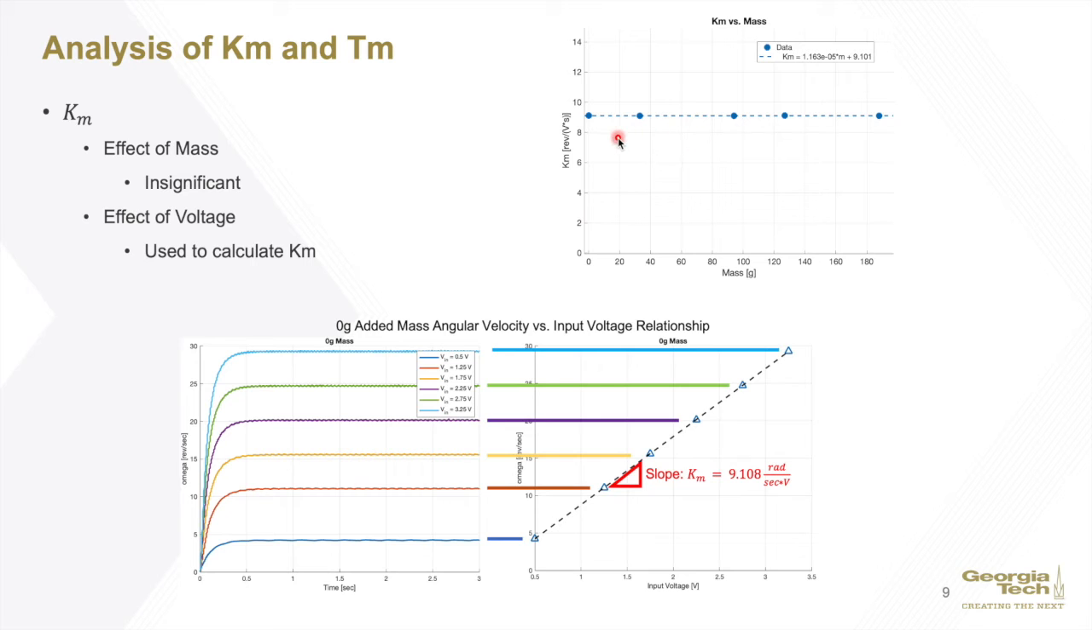We plotted the motor gain against the different masses, and you can see that there is quite a linear relationship, and that the effective mass is insignificant on the motor gain. The voltage was used to calculate the motor gain. As we compared the omega steady state values to the input voltage, we found that slope, which determined our motor gain.